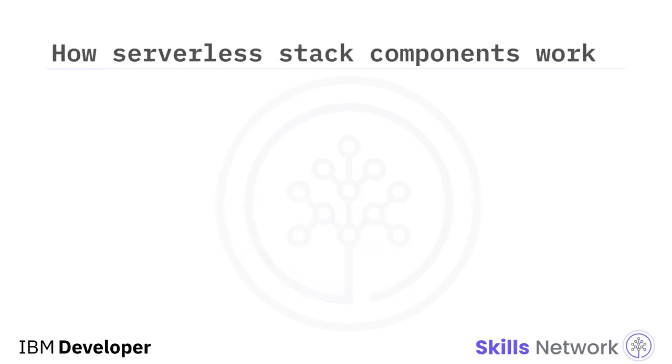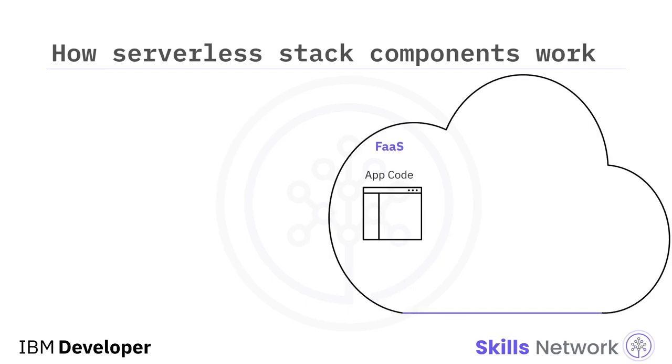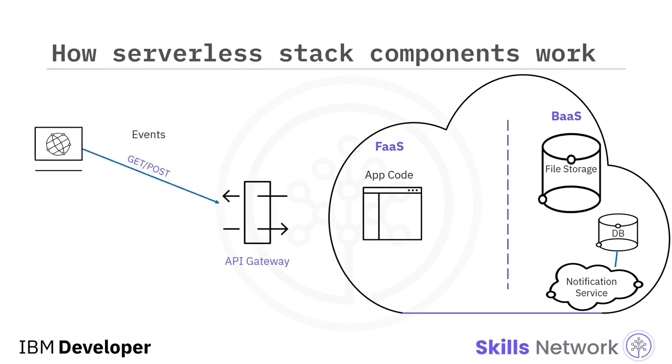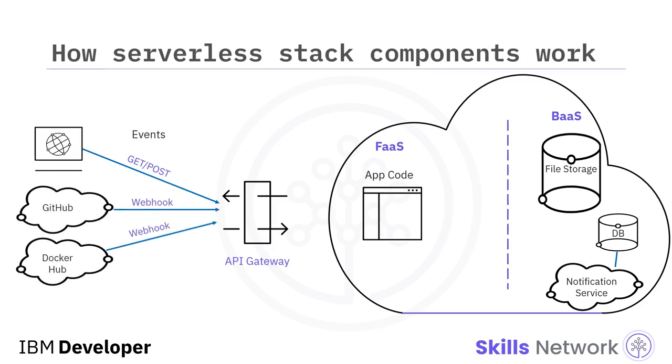Now, a serverless stack comprises three main components, namely Function as a Service, or FaaS, Backend as a Service, or BaaS, and an API gateway. Let's look at how the components in a serverless stack work. Event requests are received from different channels, like an HTTP request, webhooks from repositories such as GitHub and Docker Hub, and scheduled jobs.